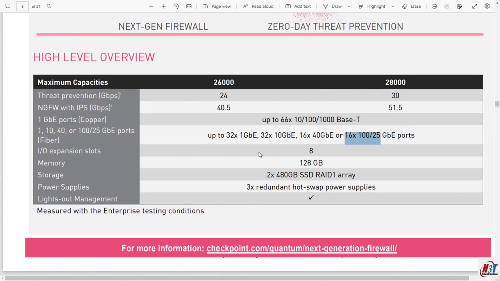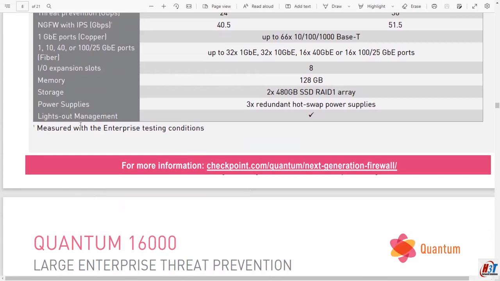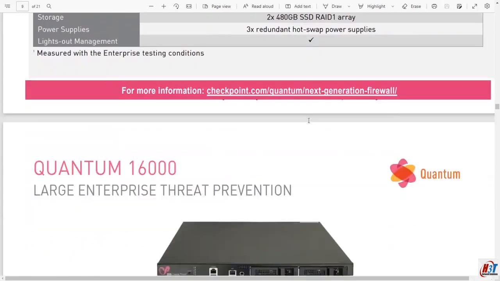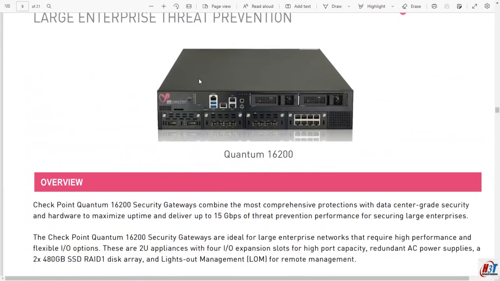Now you have IO expansions. It's similar on both. You have 8 slots if you want to expand. Then you have memory, same as 128 GB. You have 2 into 480 GB SSD on the storage side. Then you have the power supply, which is 3 redundant power supplies, which are hot swappable, and also the lights out management, which is there on all the products.